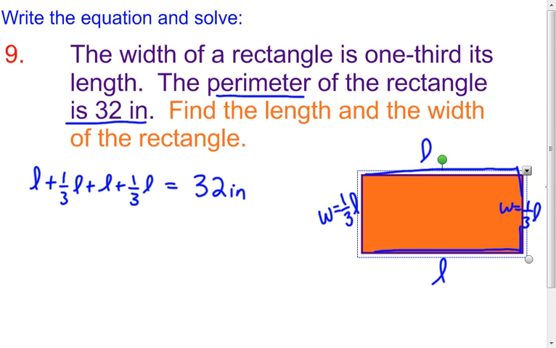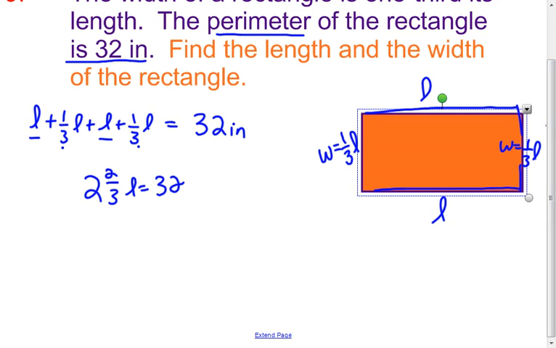All right, now, don't freak out here. You have 1, 2, plus 1/3 is 2/3. So basically you have 2 and 2/3 L. Now, I am going to switch that so that instead of a mixed number, it's going to be an improper fraction. And of course, you're going to take the 3 times the 2, which is 6, and then add the 2 to get 8. So I have 8/3 L equals 32.